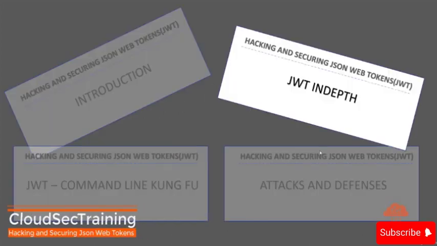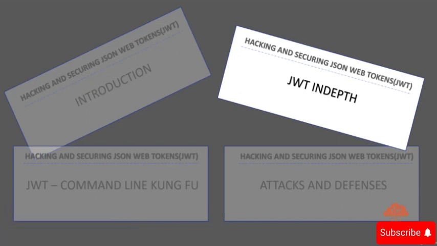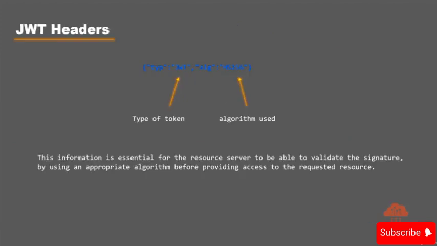Welcome to the second module, JWT in depth. As the title says, this module is going to give you a deeper understanding of JSON Web Tokens. So let's get started. The first part of any JSON Web Token is the header.